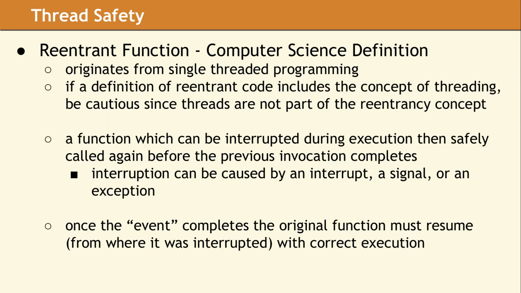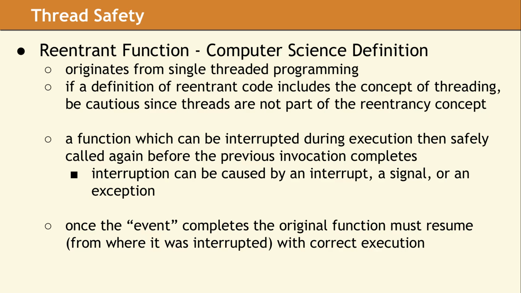The idea of reentrant code came about long before multitasking operating systems existed. Although there are conflicting definitions on the internet, there is a computer science definition which we believe C++ adheres to. The purpose of a reentrant function is to allow the function to be interrupted and then called again before the first call completes. This interruption might be a hardware interrupt or a signal such as a seg fault, an exception, or some other mechanism that transfers control without the function completing.